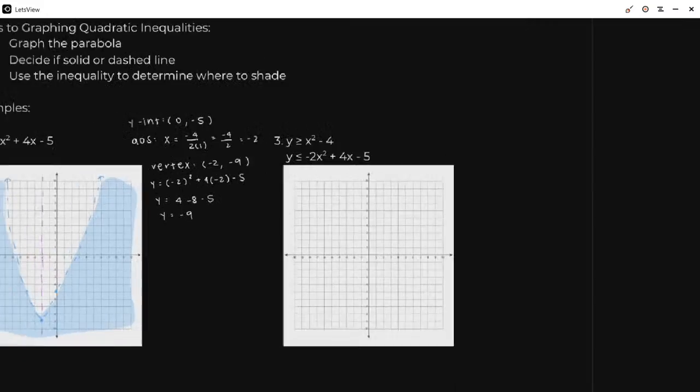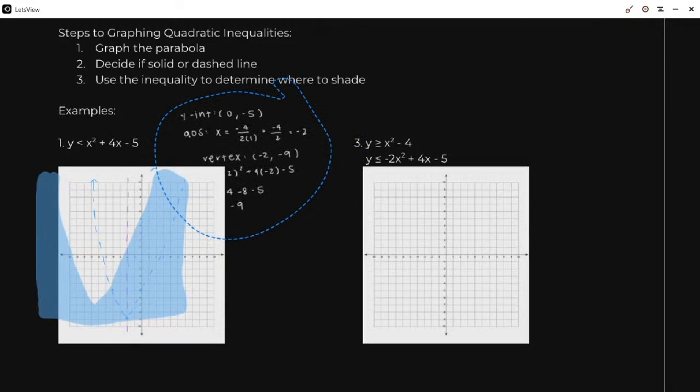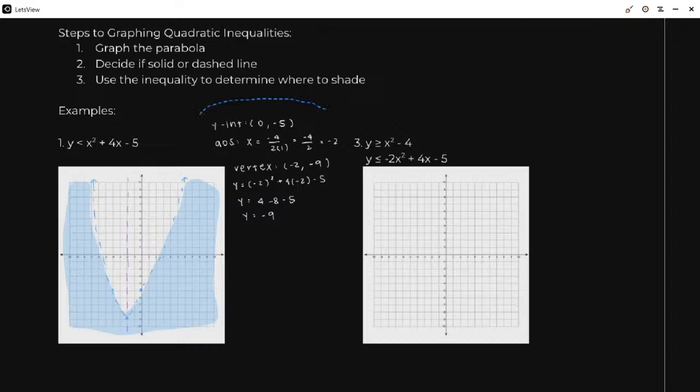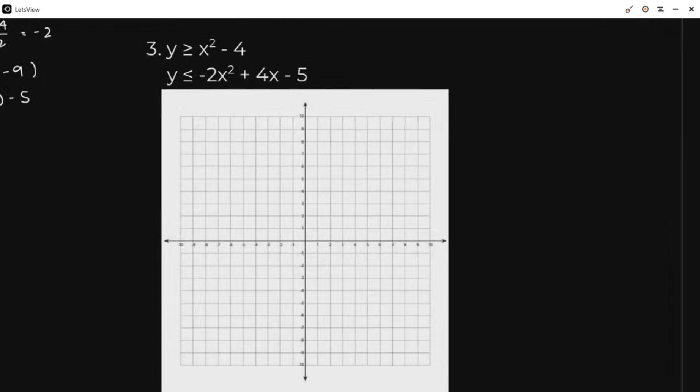Okay, this next one, hold on, I'm going to move this just so it doesn't look like it's part of the problem. Okay, so we have two graphs this time. We have y is greater than or equal to x squared minus 4, and we also have y is less than or equal to negative 2x squared plus 4x minus 5.